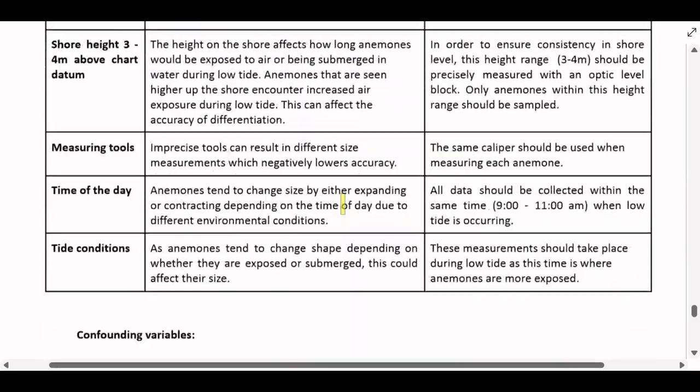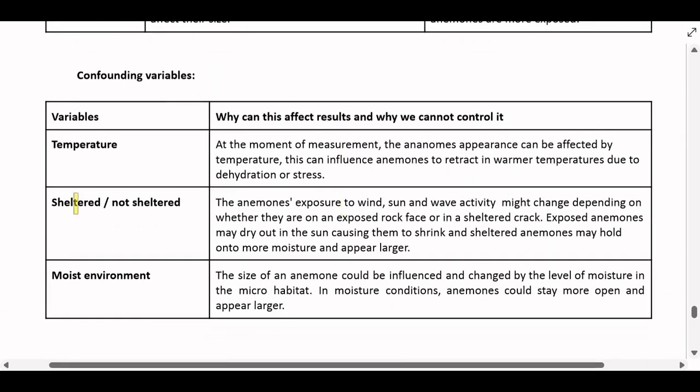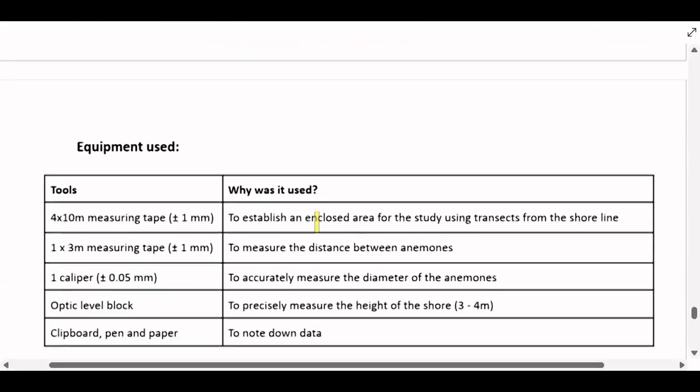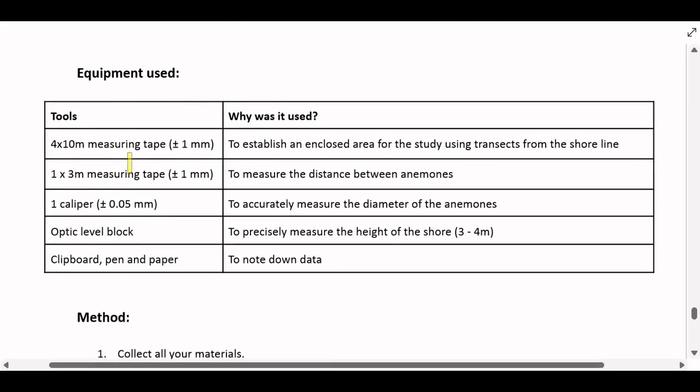Now, when we come to confounding variables, you talk about sheltered or not sheltered. I presume you mean in a rock pool or a crack or not. Did you do any standardization? Did you avoid any dried out anemones? Did you only take them a little bit more? Saying more in your method to actually cover this would be very helpful.